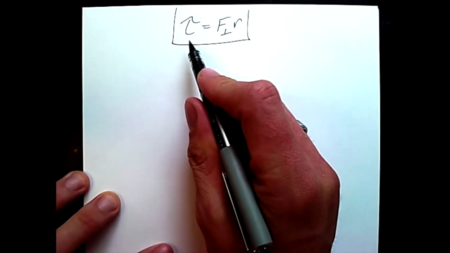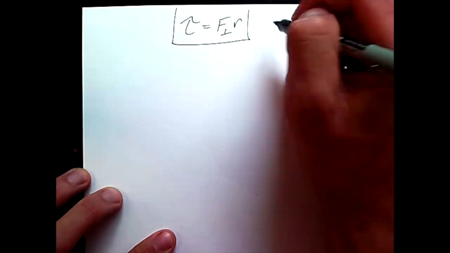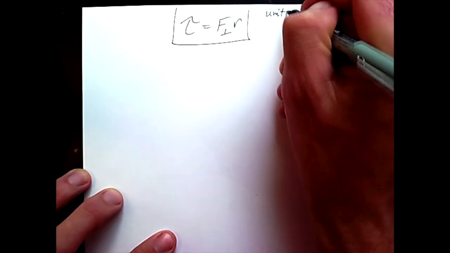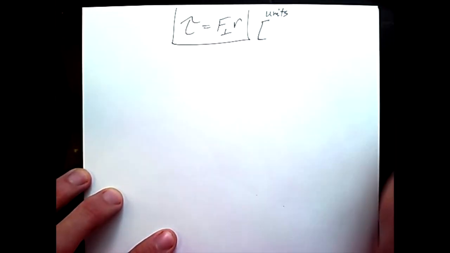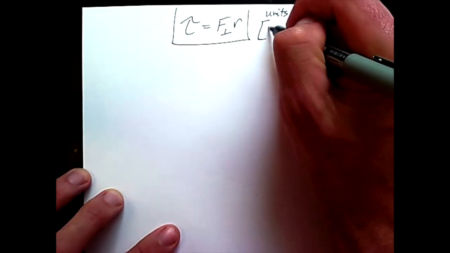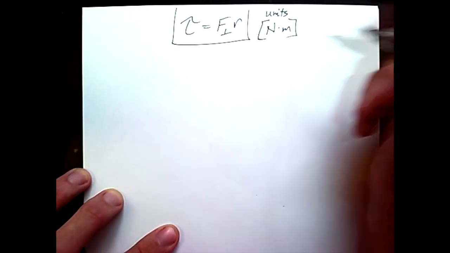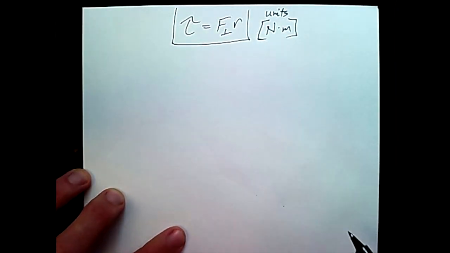Since torque is applied force times a radial lever arm, the units don't have a defined characteristic besides the fundamental SI units of the system. So force is measured in newtons, radius is measured in meters, the units of torque are Newton meters.